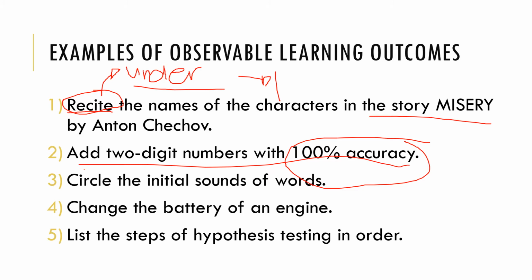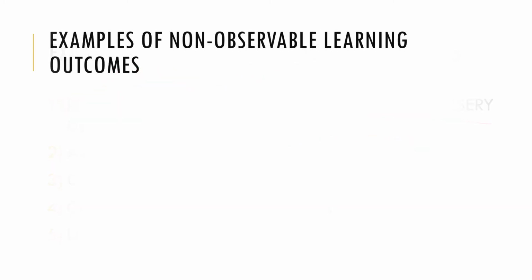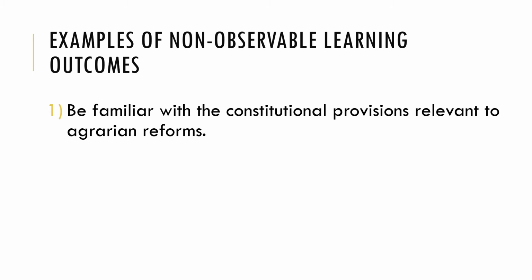Okay. I think those examples are also very clear. If you have questions, of course, our GC is open 24/7 for your queries. Now let's try to look at the examples of non-observable learning outcomes for us to differentiate the examples. Number 1, be familiar with the constitutional provisions relevant to agrarian reforms.